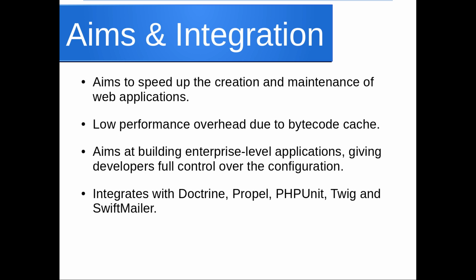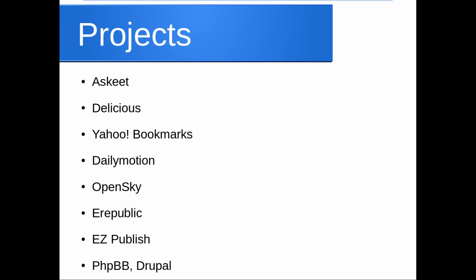In terms of other open source packages, it integrates with Doctrine and Propel, both are ORMs, PHPUnit, which is obviously a testing framework, Twig, a templating engine developed by Sensio Labs, which works very well, and SwiftMailer, which is a mailer library. A lot of big companies already use Symfony, but amongst the most notable ones are Askeet, Delicious, Yahoo Bookmarks, Dailymotion, OpenSky, which is a CMS, eRepublic, EasyPublish, and then you have PHP and Drupal, which in version 8 already integrates a part of Symfony.